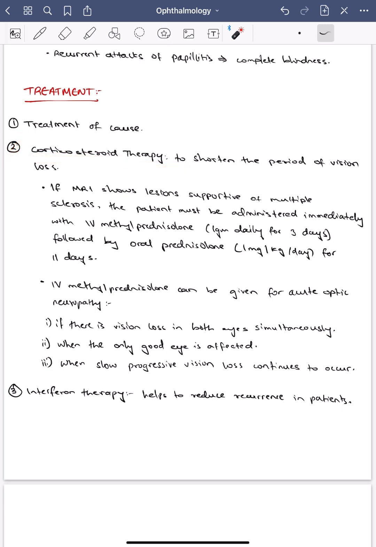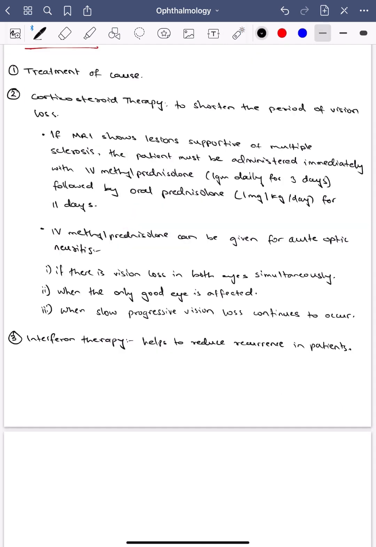Now this is done to shorten the period of vision loss. Now you've done the investigation and the MRI shows lesions supportive of multiple sclerosis. Such a patient is immediately administered IV methylprednisolone, 1 gram daily for 3 days, followed by oral prednisolone 1 milligram per kg per day for 11 days. So this is the treatment if the MRI shows multiple sclerosis, that is, immediate administration of IV methylprednisolone followed by oral prednisolone.